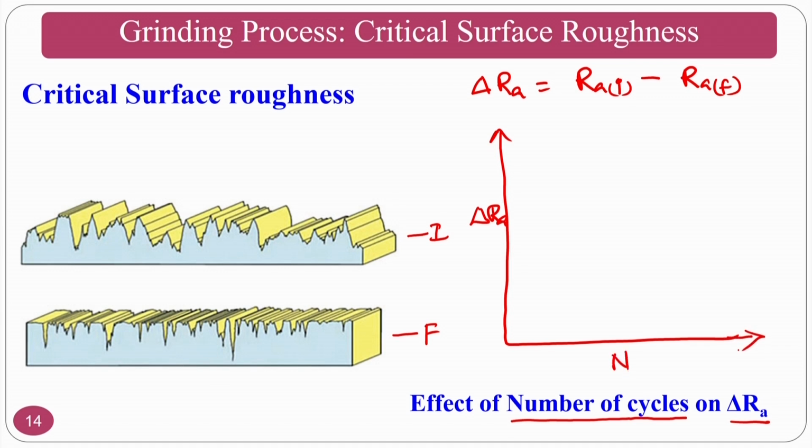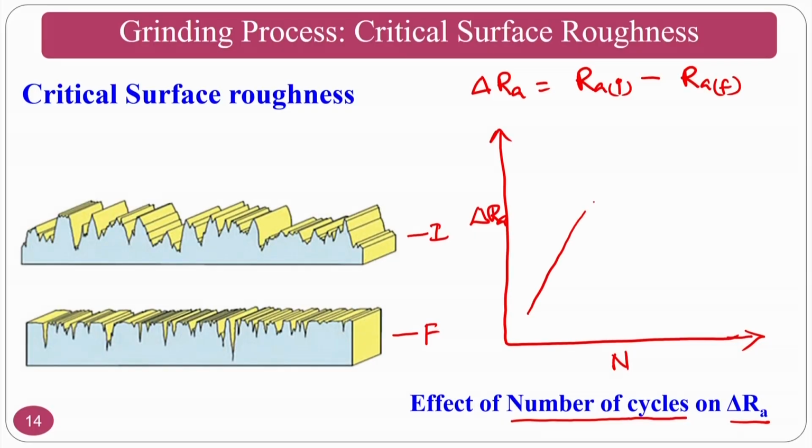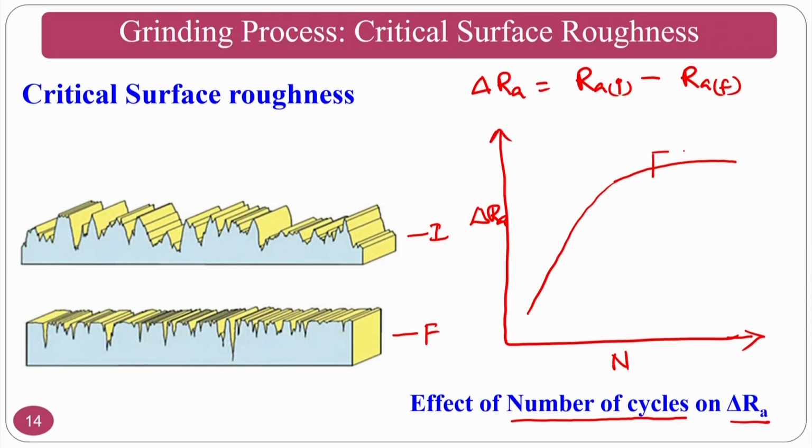Obviously, as you increase the number of cycles, your surface roughness value will go down. That means the difference will go up. So, I assume a curve like this. Whenever there is only a marginal difference, you need not continue. Beyond the point where there is no considerable difference between two numbers of cycles, you can say this is called the critical surface roughness.